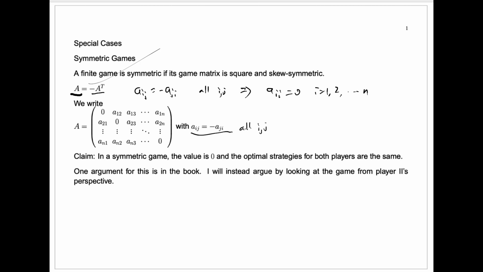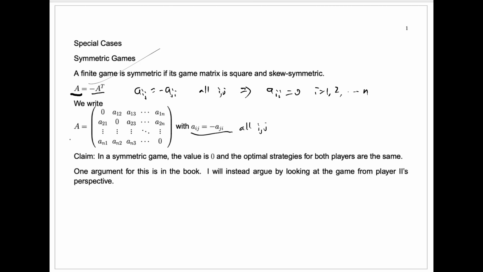Here's my claim about what happens in a symmetric game, and it should be pretty obvious given what we mean by a symmetric game. I claim the value is 0. It's a fair game. And the two players have exactly the same optimal strategies. Now, in the book, you'll see a formal argument for this using the linear algebra notation. It's just a formal symbol pushing argument, and it's something you should definitely read. I'll give you a slightly different argument based on looking at the matrix for the game from the other player's perspective.